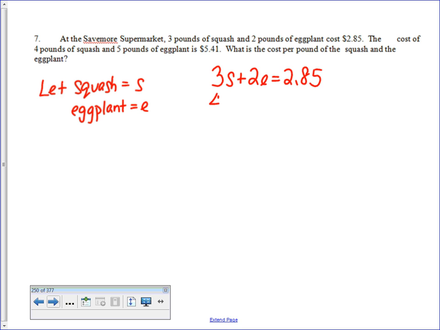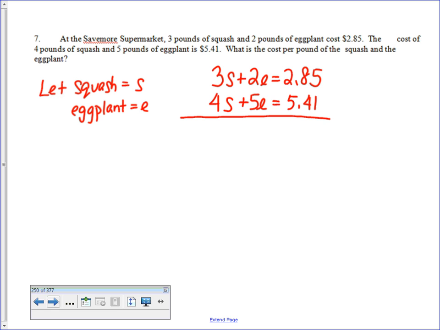And then I have 4 pounds of squash and 5 pounds of eggplant that equal $5.41. So that is going to be my setup. When I take a look at this, I would not want to attempt this using substitution, so I am going to use the elimination method. And what I'm allowed to do is eliminate one of the variables.